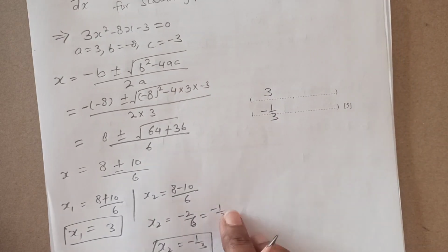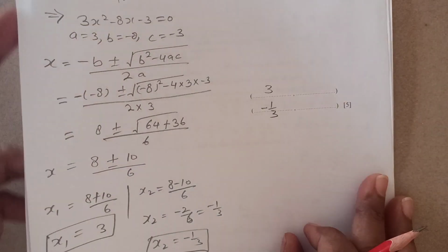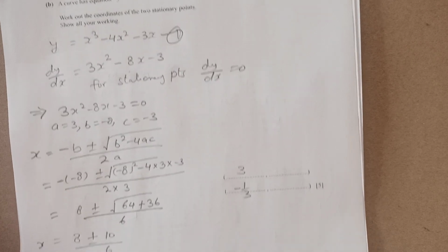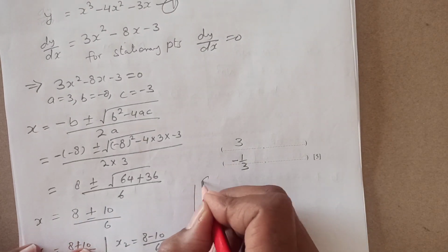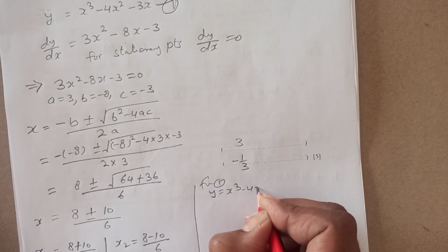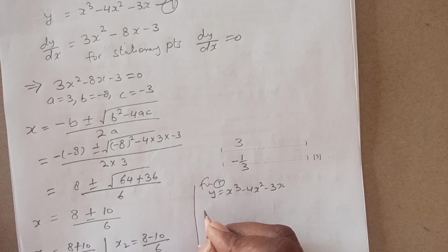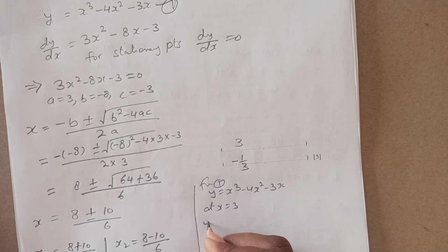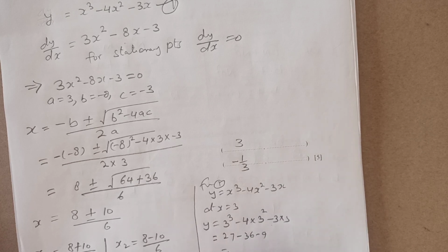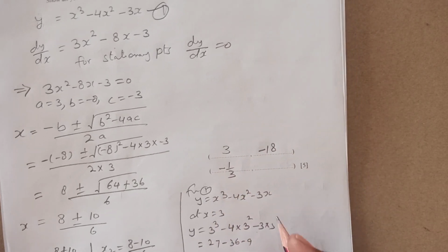So now we can substitute these values to get y. So what is our y? We can take this equation for y: y equals x cubed minus 4x squared minus 3x. So at x equals 3, y is 3 cubed minus 4 times 3 squared minus 3 times 3. So this is 27 minus 36 minus 9, which comes out to be negative 18. So the value of y is negative 18, right?